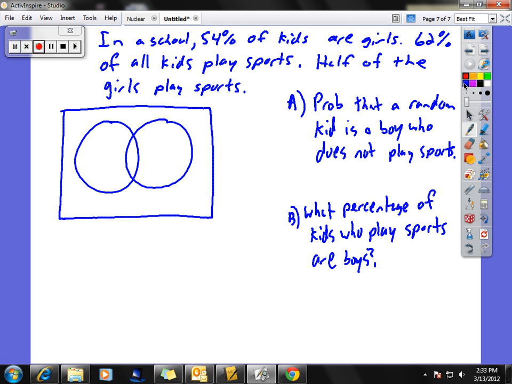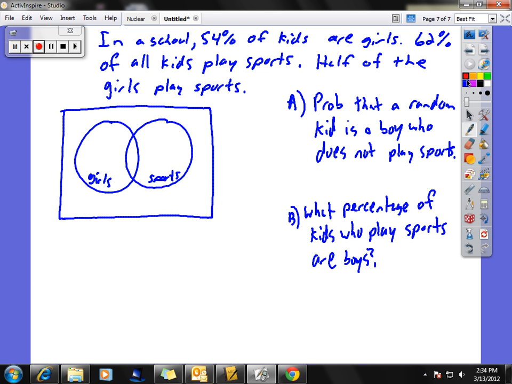Alright? So, we want to put numbers in here. We know that 54% of the kids are girls. We know 62% of the kids play sports. Half of the girls play sports. That's the number we can fit in this overlap. So let me label these a little bit. So we have girls over here, sports. So where they overlap will be both. Alright, but can we put a number in there? What can we put in the center part here? Half of the girls. The girls is 54, so half of that would be 27%.